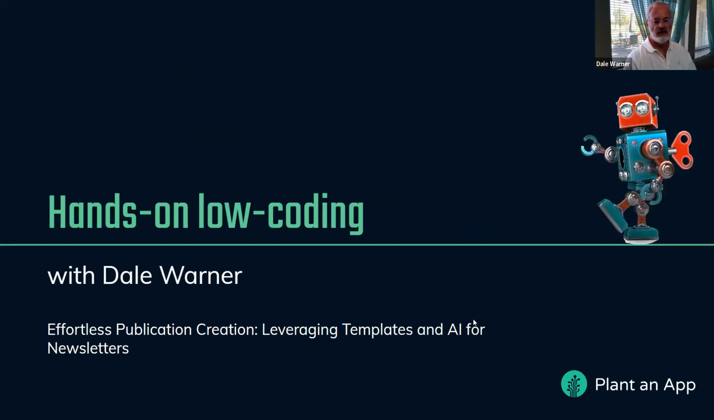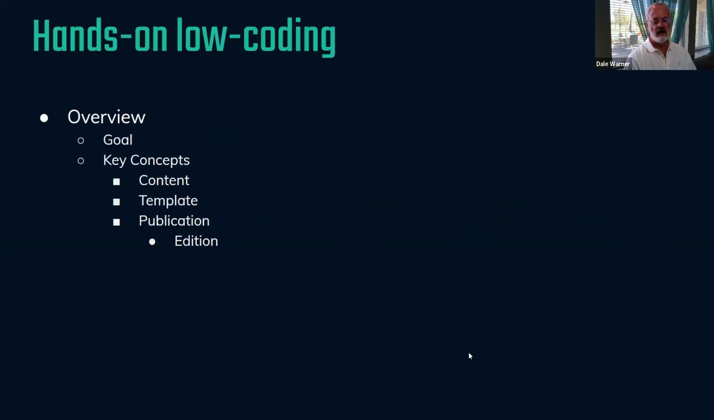All right, we saved most of our hour for hands-on low coding, and so we'll get right into publication creation. We want to leverage templates and AI to create newsletters. Now, this isn't just a random topic. This is something that we want to demonstrate to the community, but we are making a commitment to provide newsletters to you, what's going on in Plantain app. We want to do that on a regular basis. Our current goal is to do that every 2 weeks.